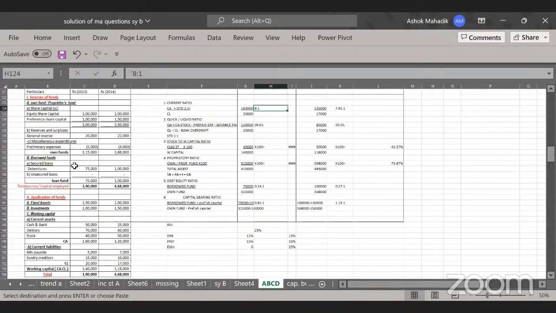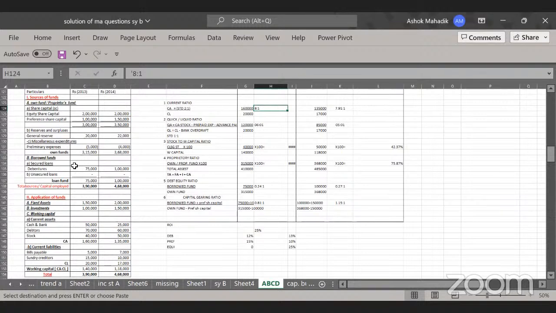Next formula is stock to working capital ratio. Stock here indicates, this is a balance sheet, isn't it? So stock indicates closing stock. So closing stock upon working capital into 100. So stock is 40,000 on working capital. But what is working capital? CA minus CL. See, we have done that.